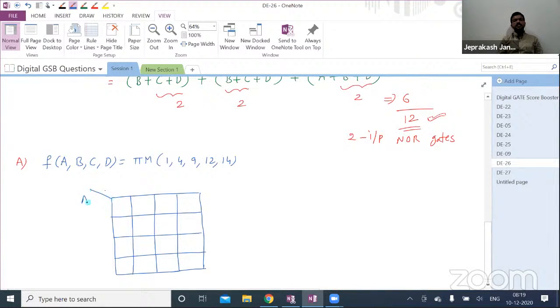Here the variables are A, B, C, D. First place the maximum positions as zeros, and then other than those maximum positions, remaining places you can put simply ones. It is easy, right? So 0, 1, 2, 3, 4, 5, 6, 7, 8, 9, 10, 11, 12, 13, 14, 15. The remaining places you can put simply ones.